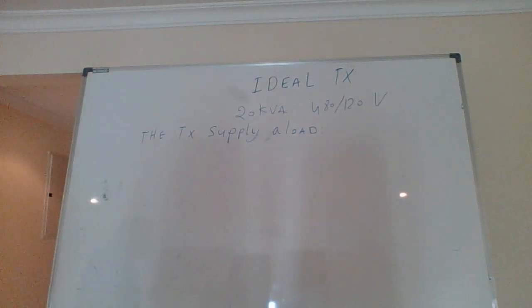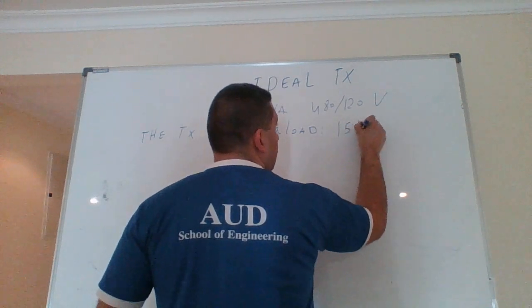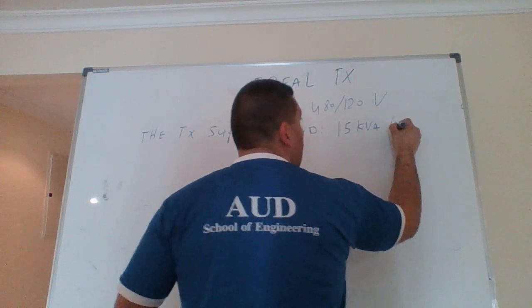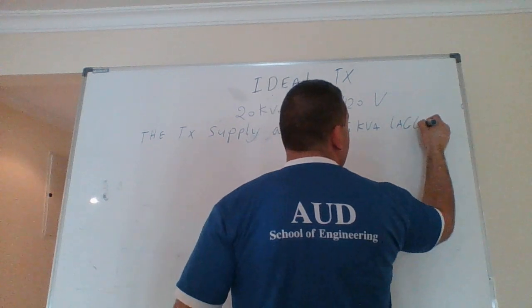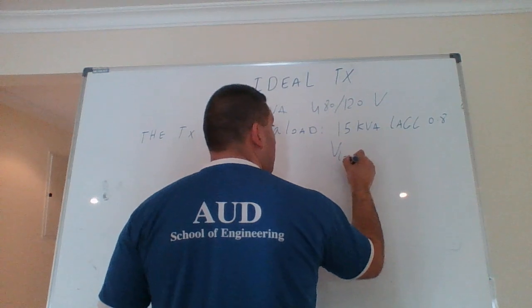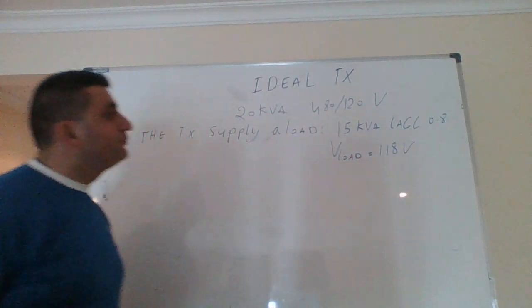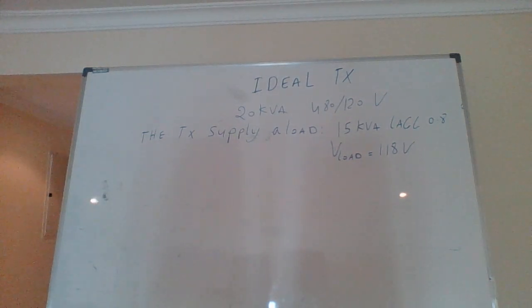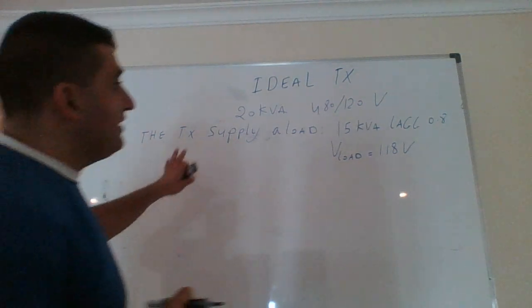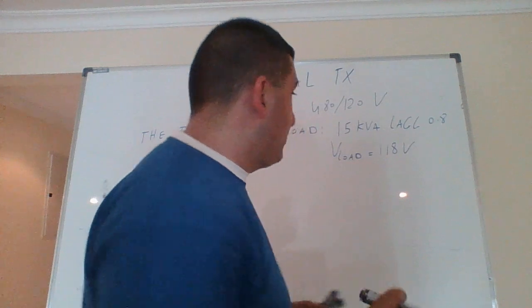The load is 15 kVA, lagging at 0.8 power factor, and V load is equal to 118 volt. This is what's being given. The first question is, I need to find the voltage on the primary side.